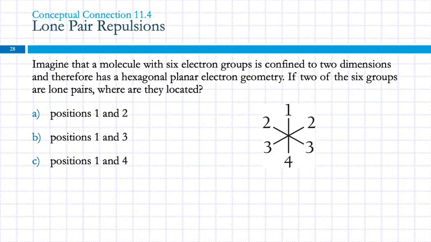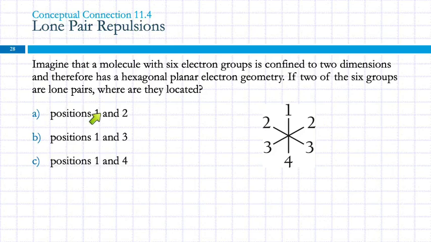Lone pair repulsions. Imagine that a molecule with 6 electron groups is confined to 2 dimensions. This one's flat because we said so. Therefore, it has a hexagonal planar geometry, flat in the plane of the screen. If 2 of the 6 groups are lone pairs, where would they be located?